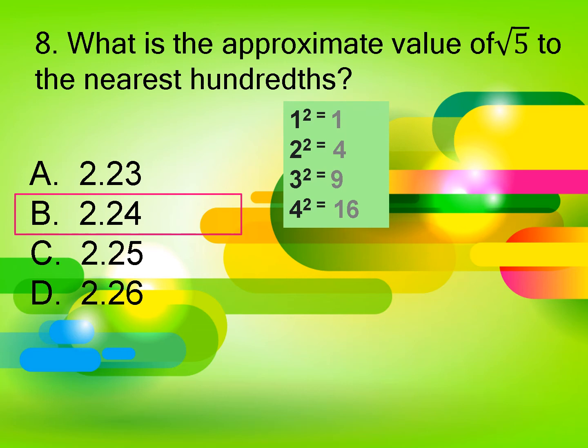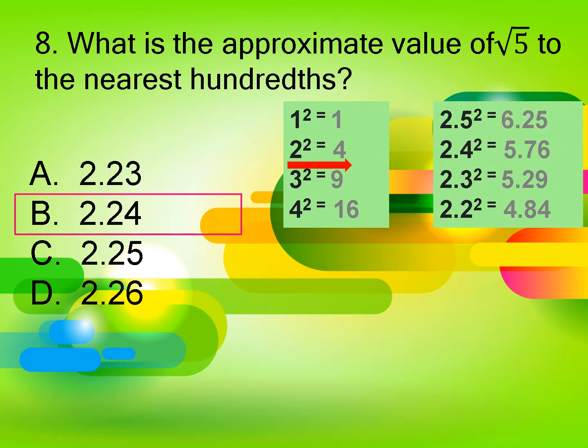So how did we get 2.24? First, you have to determine which two consecutive integers the square root of 5 lies between. So we have here 1 squared equals 1, 2 squared is 4, 3 squared is 9, 4 squared is 16. We'll find where 5 is. 5 is between 4 and 9. So therefore, it lies between 2 and 3. So it means that the square root of 5 is between 2 and 3. So we'll continue to this step.